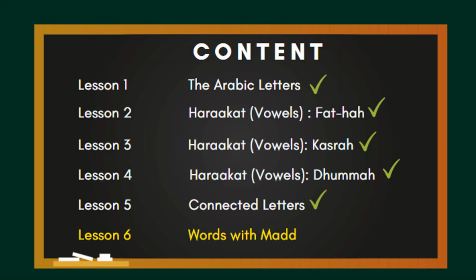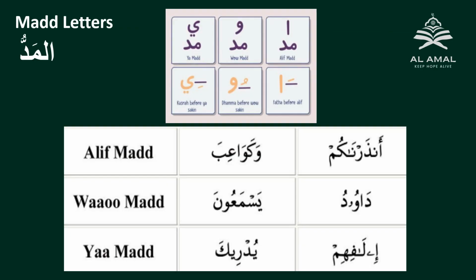Alhamdulillah, we have come to the end of the lesson, lesson 6. I hope all the lessons before have helped you a lot in trying to read the Quran. So today we are going to learn about words with mad. Let's move on. So what are the mad letters? The mad letters are Alif, Waw, and Ya.